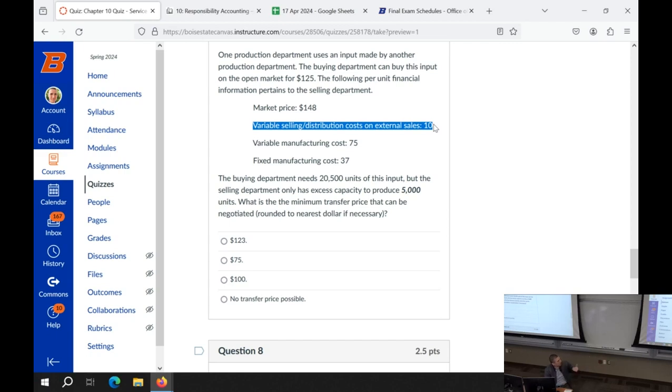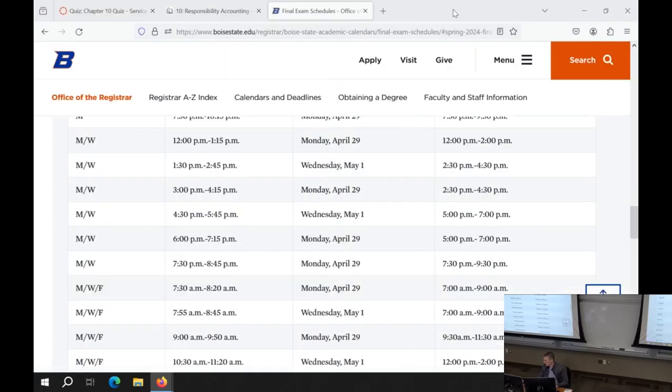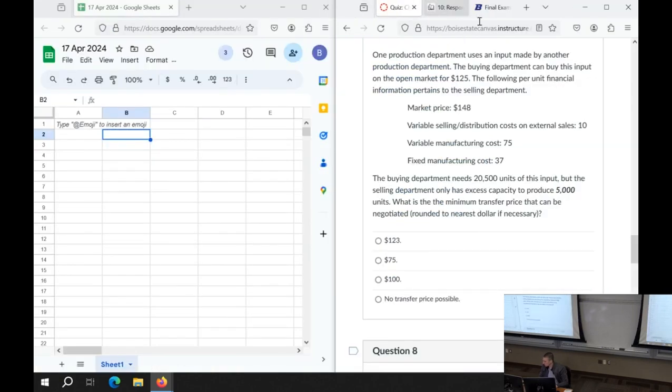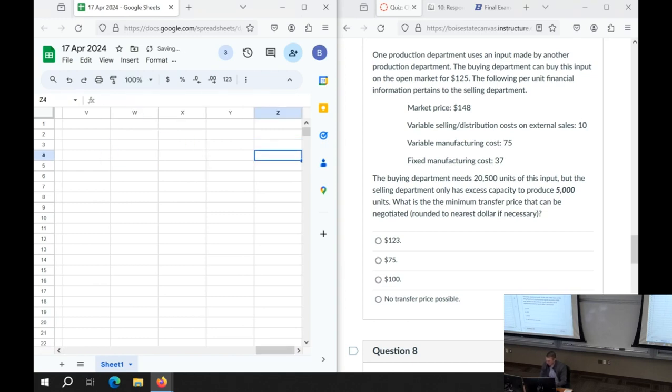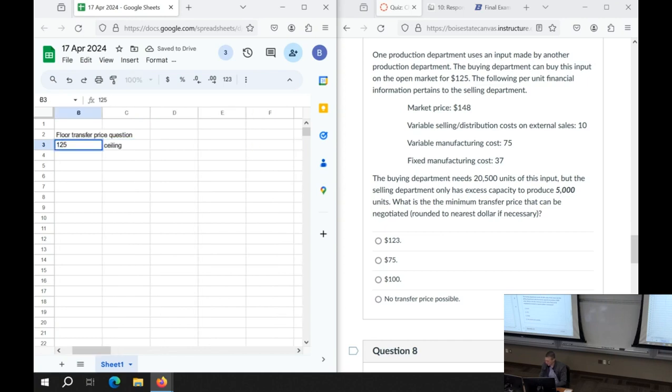So these are variable costs the selling department has to incur to sell outside. That's going to be taken away from that 148 as we determine the unit contribution margin of each unit we sell externally. We have variable manufacturing costs, and that's V in the equation, and we have to subtract it away from this 148 as well, to figure out the unit contribution margin for units sold externally. So this is floor, transfer price, question. We have ceiling, 125.